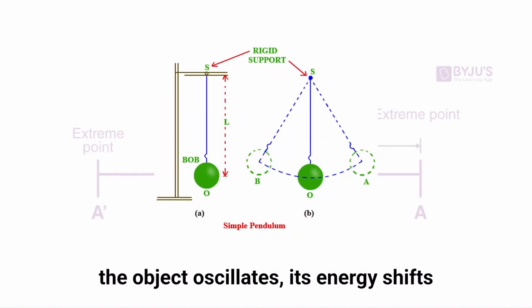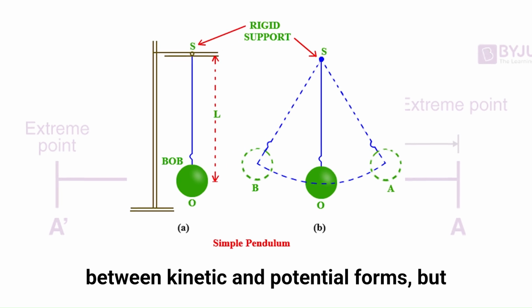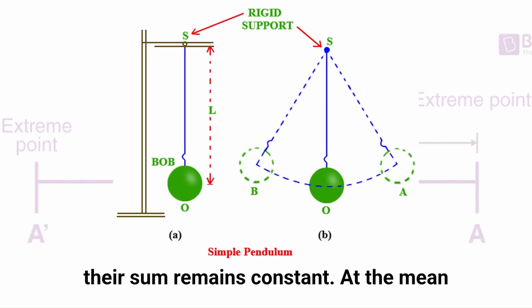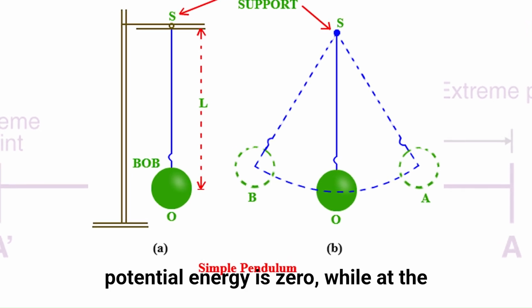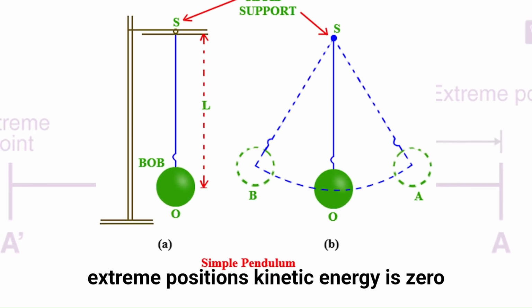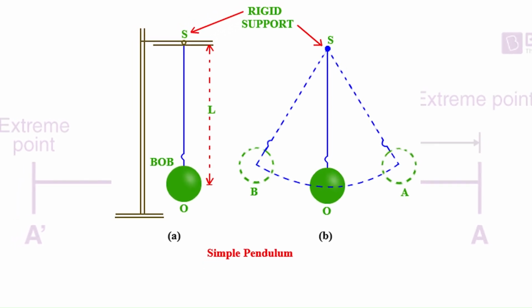This means that as the object oscillates, its energy shifts between kinetic and potential forms, but their sum remains constant. At the mean position, kinetic energy is maximum and potential energy is zero, while at the extreme positions, kinetic energy is zero and potential energy is maximum.